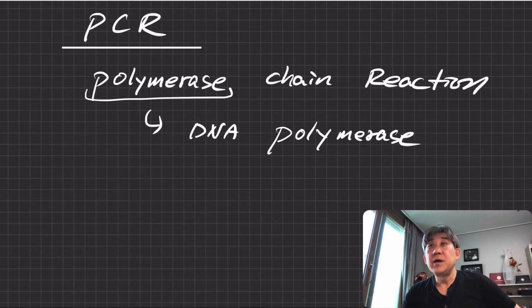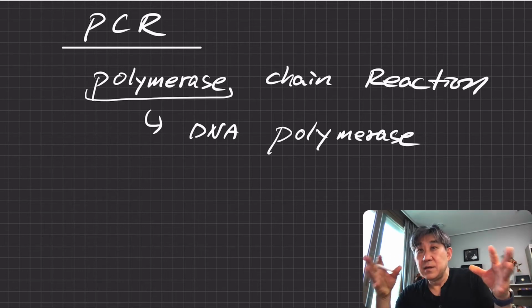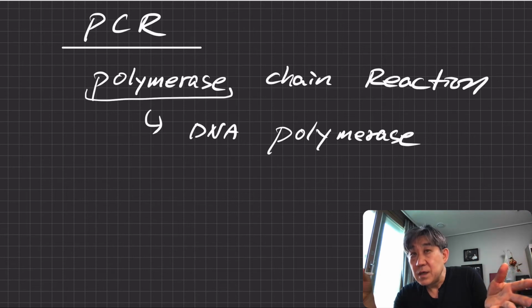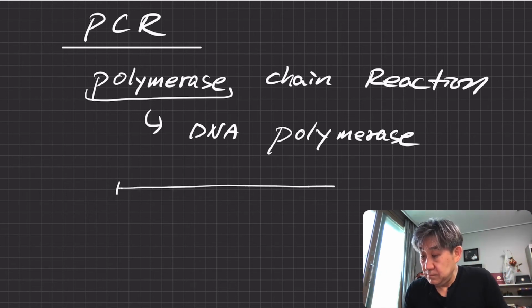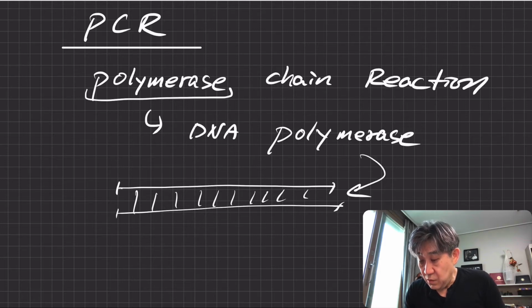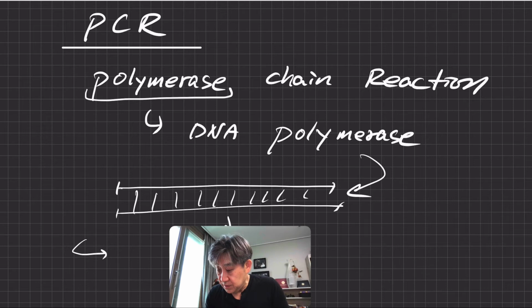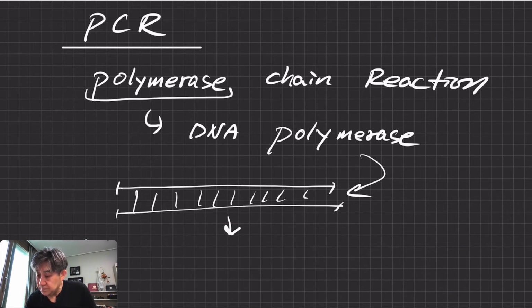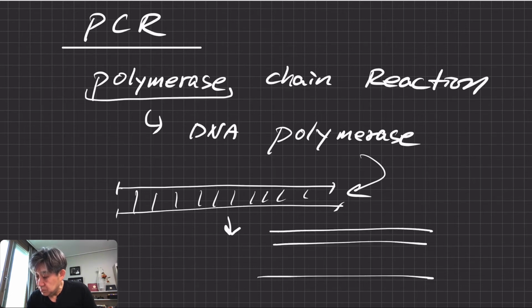So this is an enzyme catalyzing the replication of DNA. Let's say if this is the DNA double helix, DNA polymerase will convert this into two identical copies, so a duplicated version of DNA. That's what the DNA polymerase does. Right?